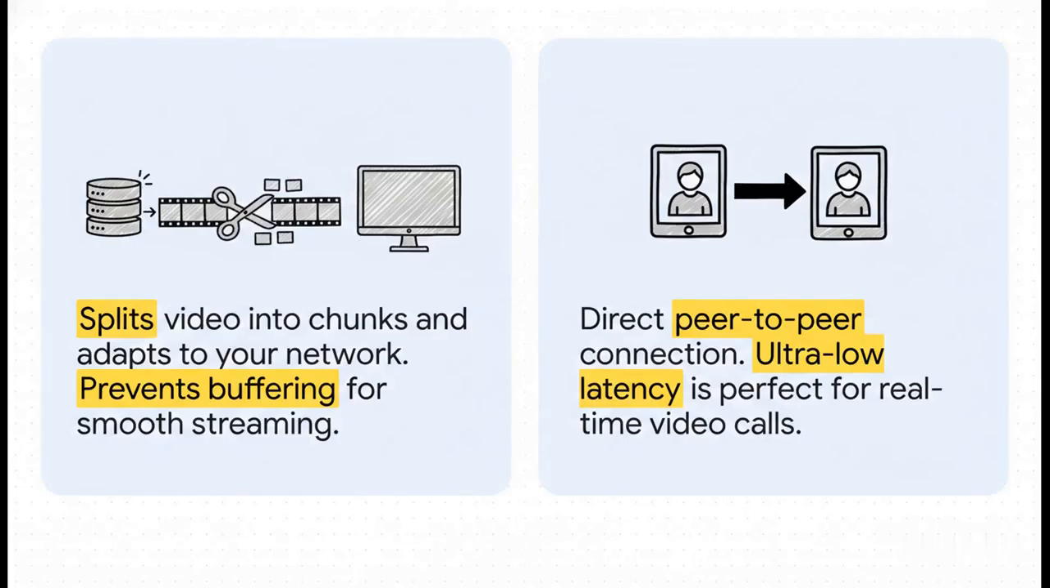But even with a CDN in place, you still have choices to make. If you're streaming a movie, you'll probably use something called HTTP. It's smart. It breaks the video into small chunks and can actually switch to a lower quality on the fly if your internet connection gets a little shaky. That's what stops that dreaded buffering wheel. But for a live video call, you need real-time speed. That's where WebRTC shines. It creates a direct, super low latency connection between you and the person you're talking to.